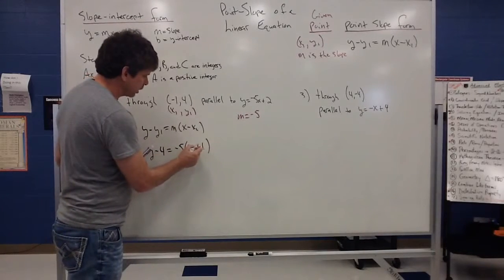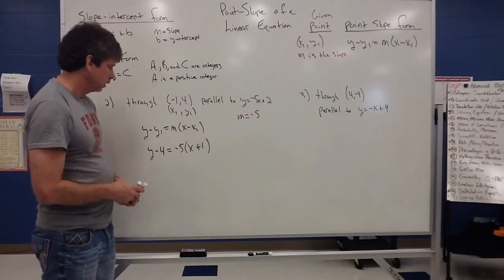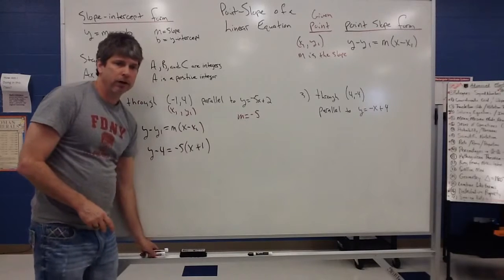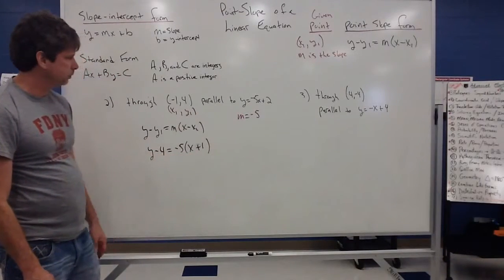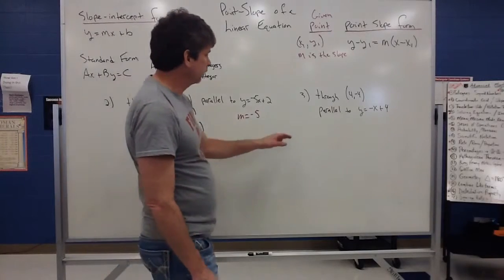So I come back here and just change that back to a +1. And we've completed our task. That's now in point slope form. Let's look at this next example.